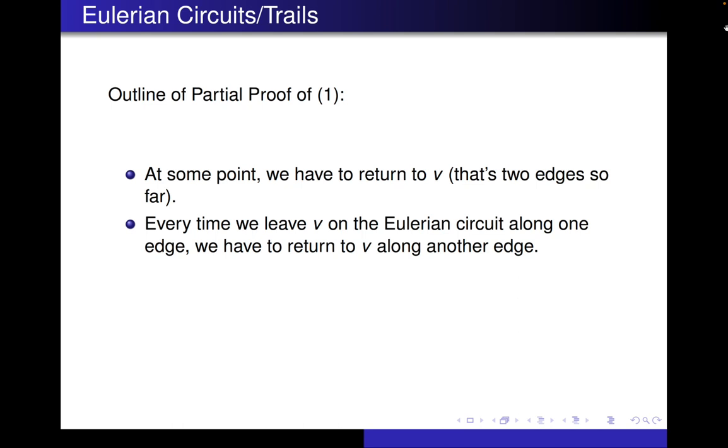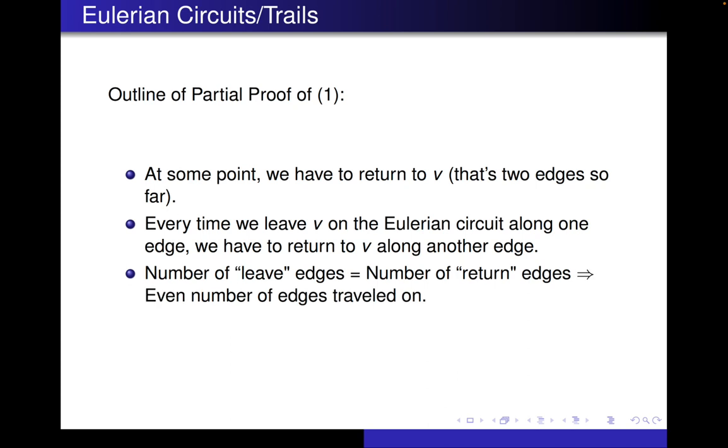So the basic idea here is every time we leave V on our Eulerian circuit, along one of the edges, we have to return along another edge, and each time we leave and return, those edges are different from all the other ones where we left and returned. And since we have to end on V, the last one we're going to get is a return edge. What that means is that the number of leave edges is exactly the same as the number of return edges, and those are all the edges coming out of V, which means when we add those edges together, we get the degree of V. And since they're the same number on each one, that tells us that we have an even number of edges that we've traveled on.